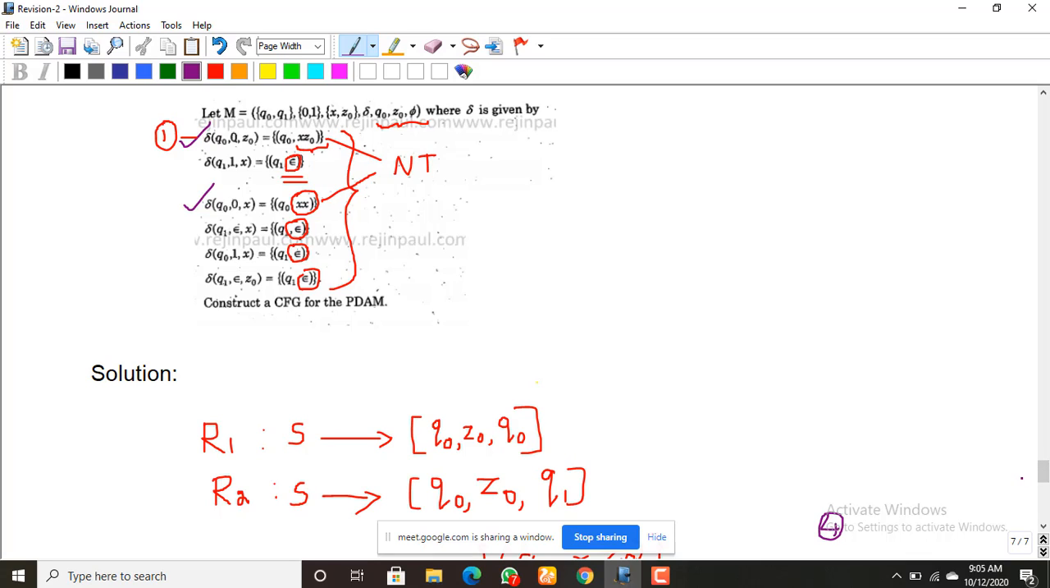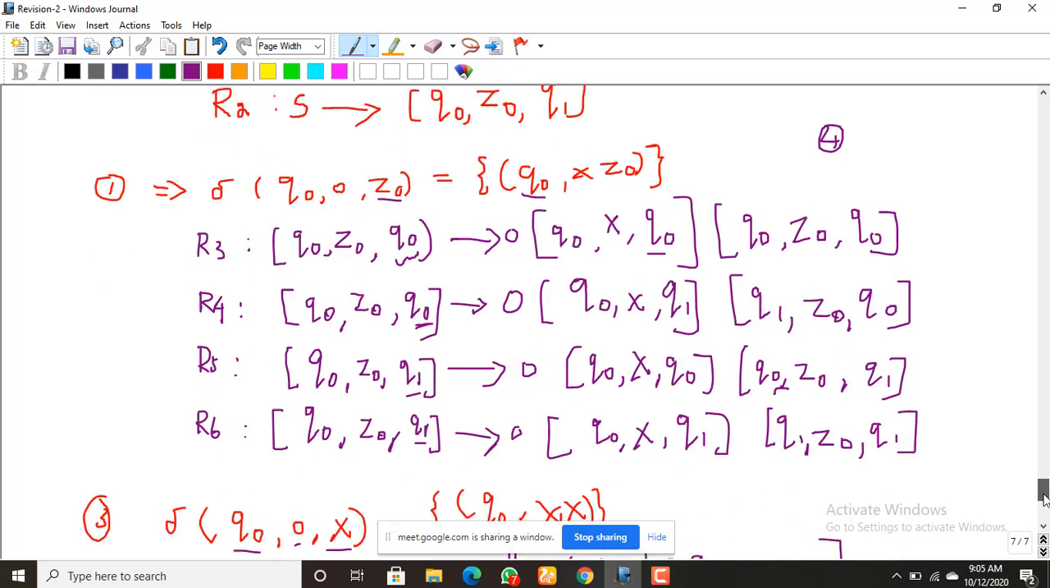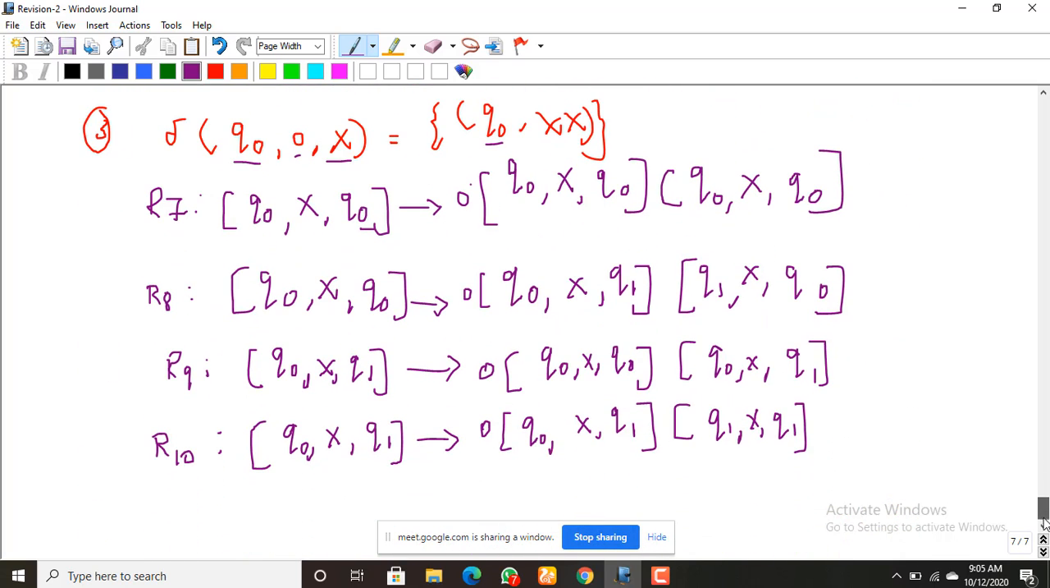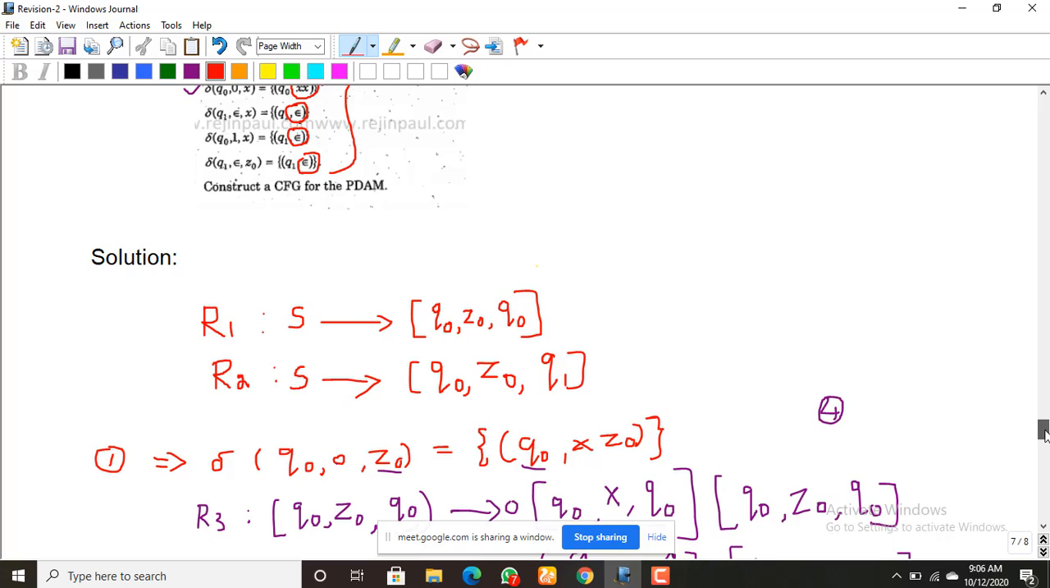Actually, I will write the ID Q1 1x. So this is rule number 2. Q1 1x, which is equal to Q1 epsilon.